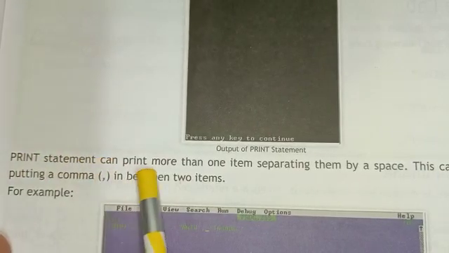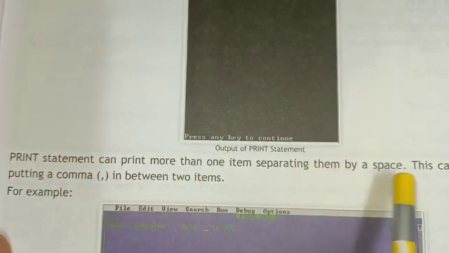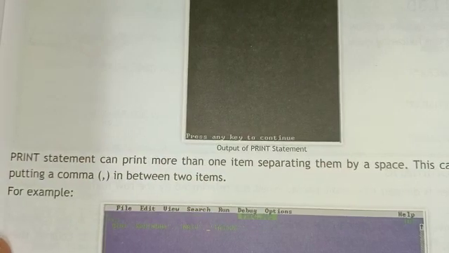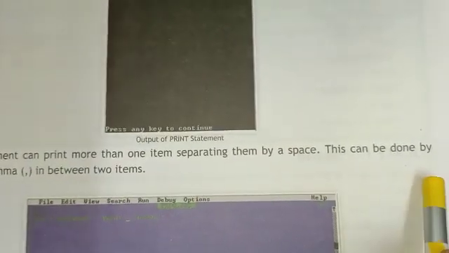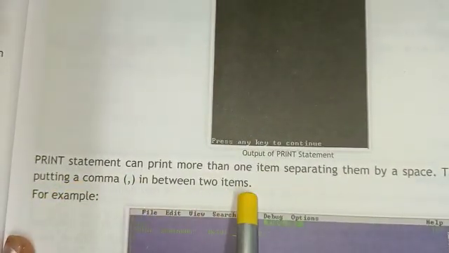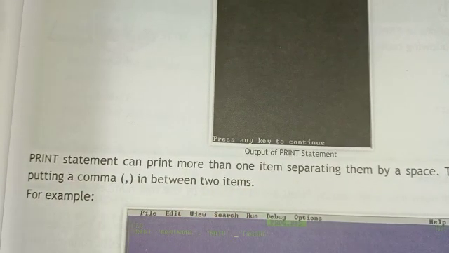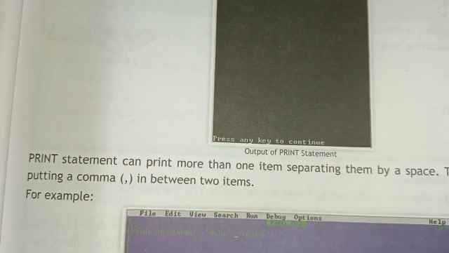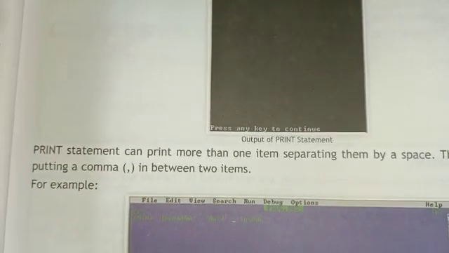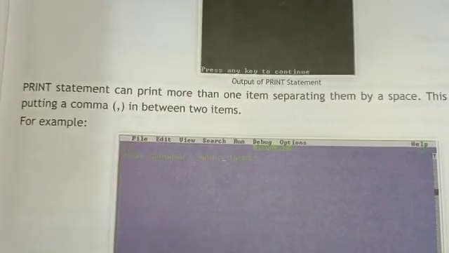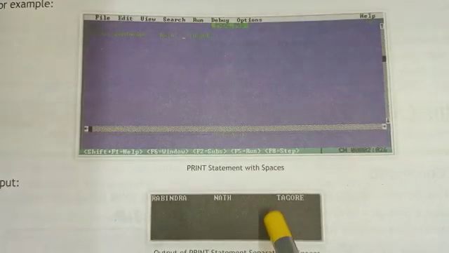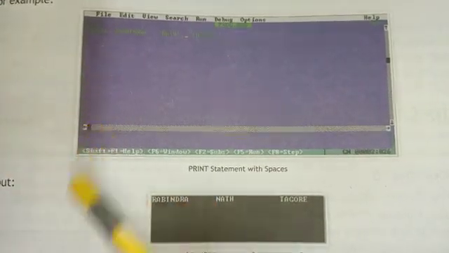The print statement can print more than one item, separating them by a space. This can be done by putting a comma in between two items. To write more than one item with a space, we have to write the print statement using a comma between two items. Here is an example given. This should be the output if we write a print statement using commas.